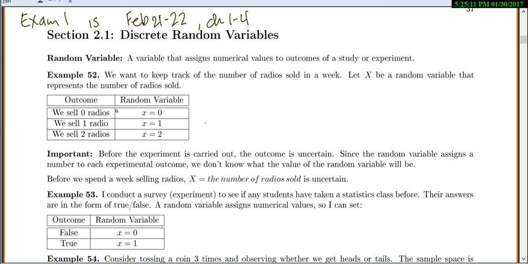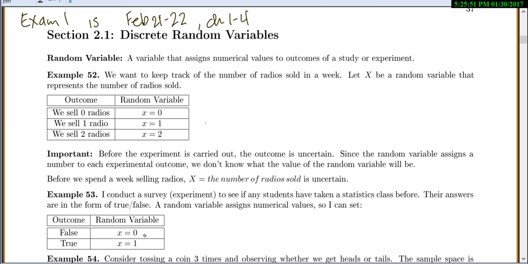So our possible outcomes is we could sell 0 radios, 1 radio, or 2 radios, and etc. You could probably keep going past 2. So our random variable would be 0, 1, or 2. Now before your experiment is carried out, your outcome is uncertain. And that's the very important thing about all of our probability, is before something happens, you don't know what the actual value of your random variable will be, which is why we have probability as something uncertain. So before we actually spend the week selling radios, this x, which is the number of radios sold, is uncertain. We don't know what it will be.